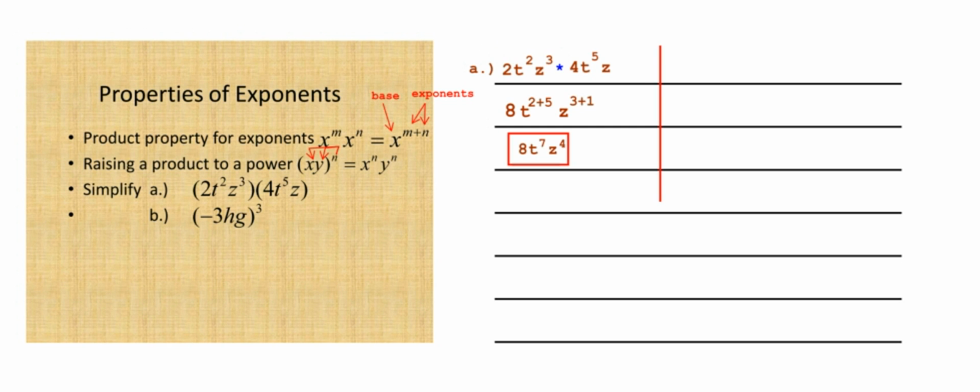Let's try the next one, B. We have in parentheses negative 3hg raised to the power of 3. Keep in mind in this case we're distributing the 3 to the negative 3, the h, and the g. Do keep the negative 3 in parentheses. That way you can notice that you have a 3 exponent on that negative 3. And distributing to the h, we have h to the third. Distributing to the g, g to the third. So we're going to do that to each of those bases.